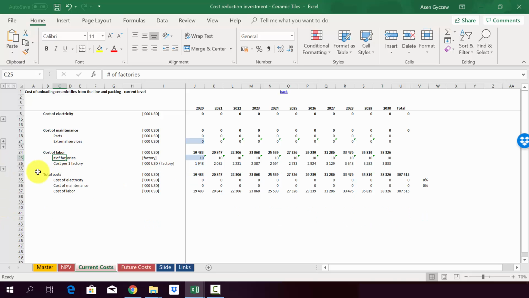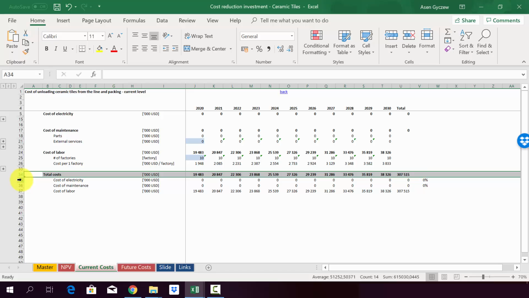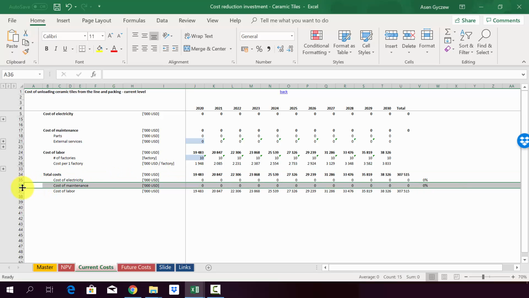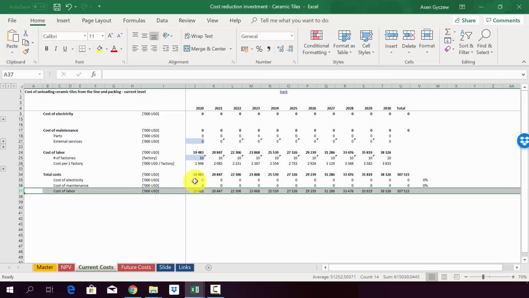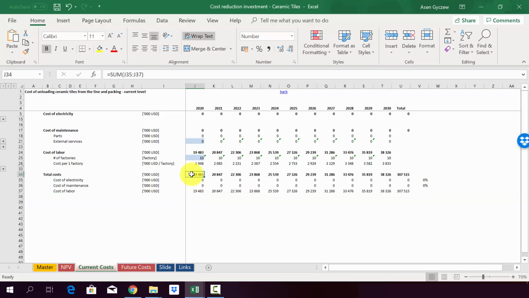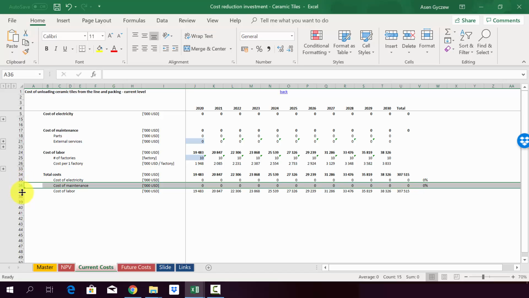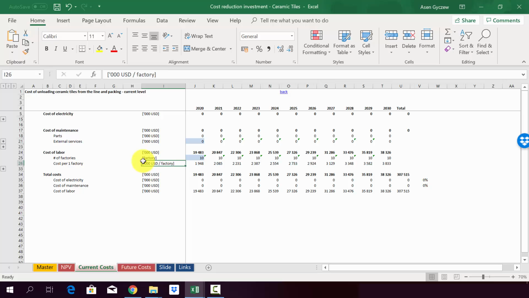And as you can see below, we have the total cost, which consists of the sum of those three: labor, electricity and maintenance. In the case of the current solution, electricity and maintenance do not exist because we don't have any automation, and there's just the cost of labor. Obviously, in the future solution it will be the opposite. You will have a cost of electricity and cost of maintenance, whereas the cost of labor will be close to zero. It's always good to create roughly the same structure for analyzing both solutions and only play with the parameters, as we will do here.